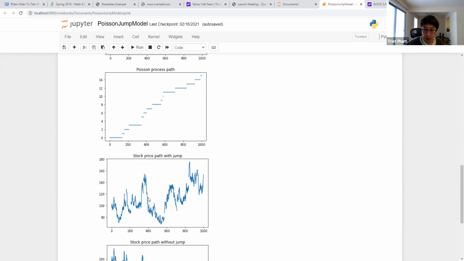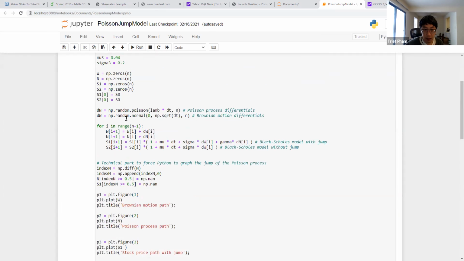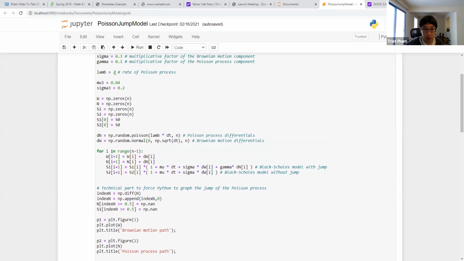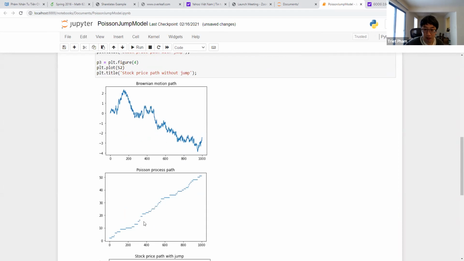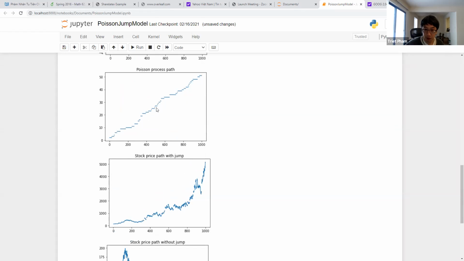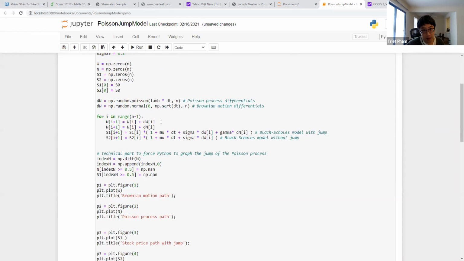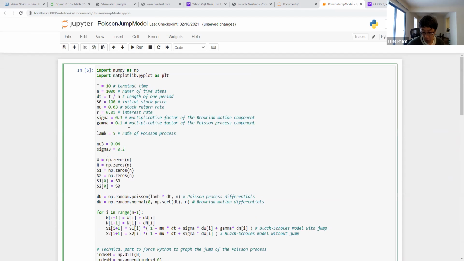So the jump size is the same, but I make it jump a lot because there are 2 jumps per unit of time, right? If I make it 5, oh my gosh, you'll see it jump like a rabbit, right? So this is probably unrealistic, but that's changing lambda. So maybe 0.2 seems reasonable.